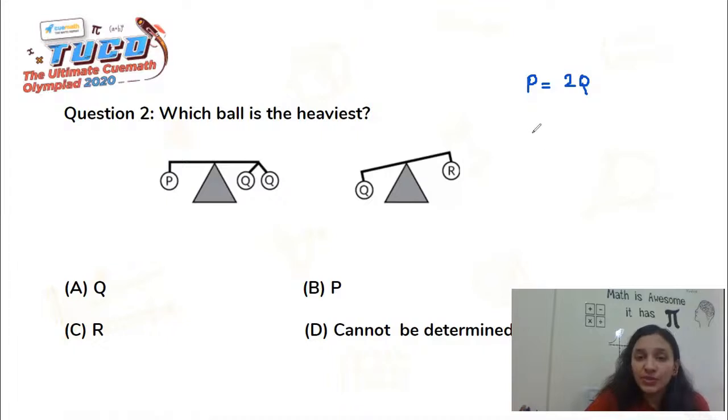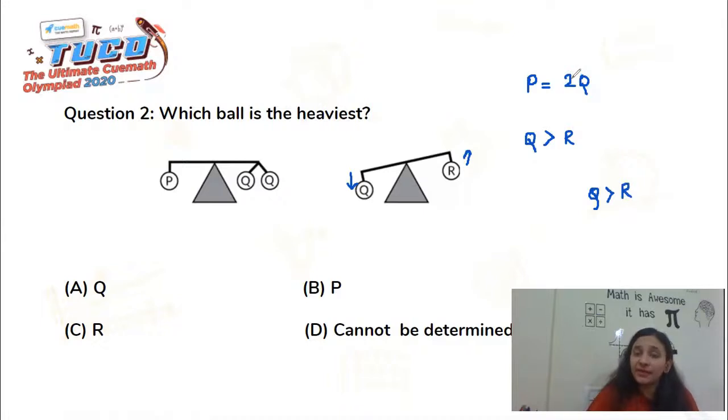Coming to the second case, we see that ball Q is heavier than ball R. And why? Because we see that it is weighing down R, it is going down, and R has gone up. So the lighter one goes up, the heavier one comes down. So Q is heavier than R. Now the question said which ball is the heaviest. So what we can see is Q could weigh down R. So it is heavier than R. So I can write it as Q is heavier than R.